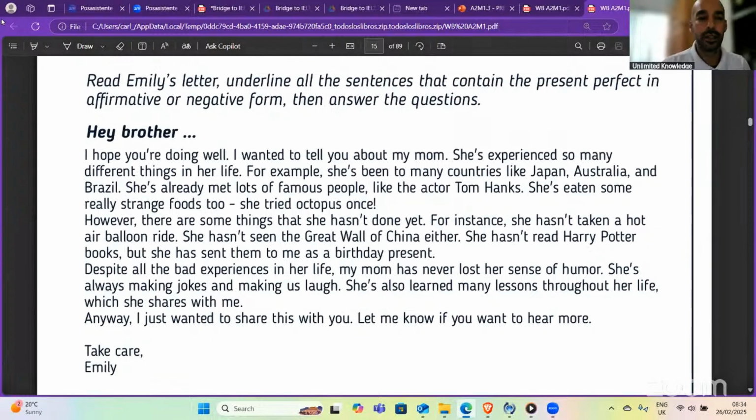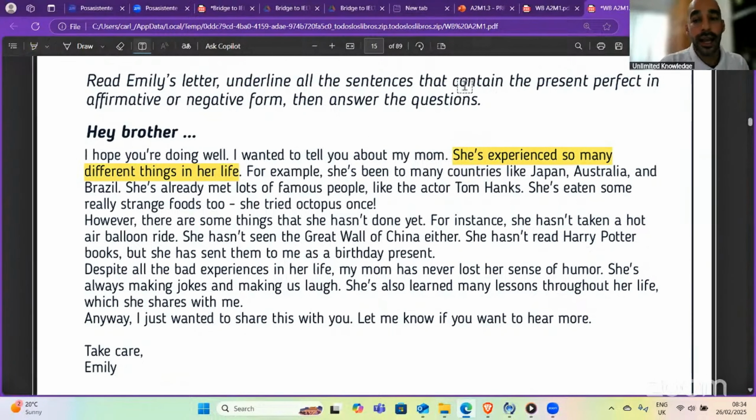So let's have a look and find the use of present perfect. Okay, so I hope you're doing well. I wanted to tell you about my mum. She's experienced so many different things in her life. What have we got here?